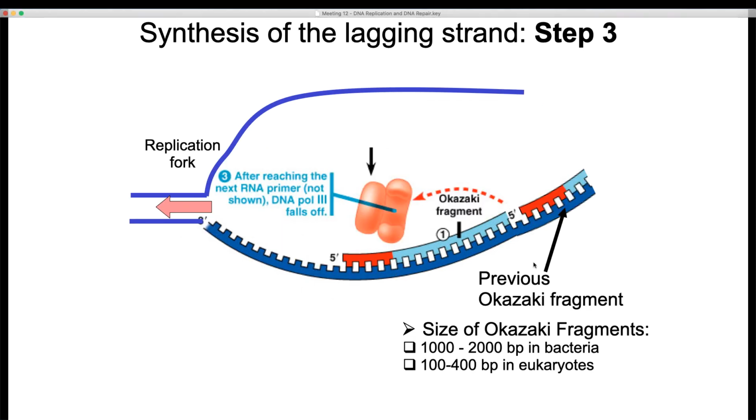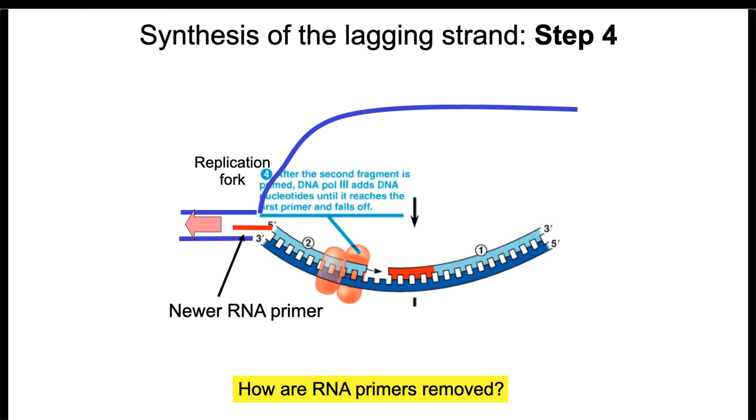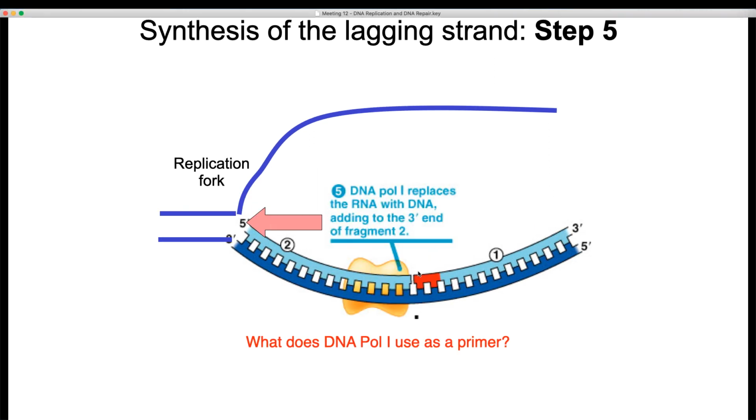And now we have a problem. We need to do two things. Number one, we need to remove this RNA primer and replace it with DNA. And then number two, we need to seal up the nicks between the adjacent Okazaki fragments. So let's see how that's done. Well, the job of removing and replacing the primer is done by another type of DNA polymerase called DNA polymerase 1. And like I said, it removes the RNA primer and adds DNA, but here's the problem.